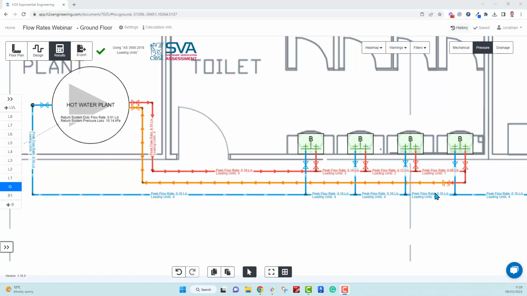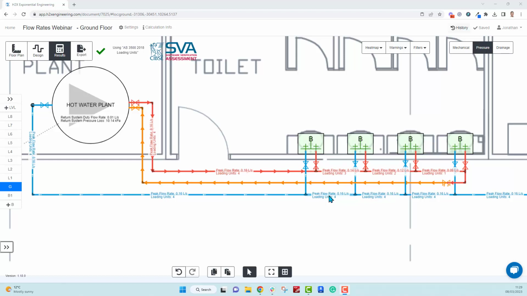So if we look at the results on these pipes, starting on the right here, there are 4 loading units, which is correct because each basin is 1 loading unit each. Then you might notice after every branch takeoff to the basin, the loading units and the flow rate are not decreasing. The reason for this is because if this cold water pipe wasn't supplying the hot water plant, then yes, the maximum flow rate coming through this section of pipe is 1 loading unit.